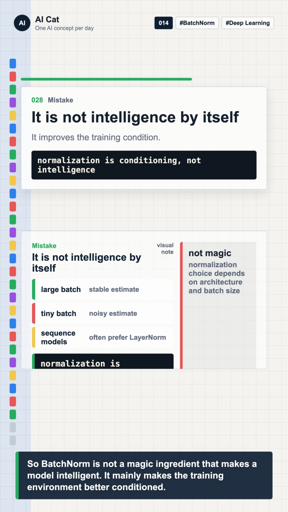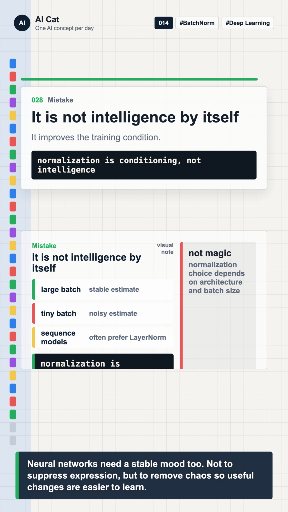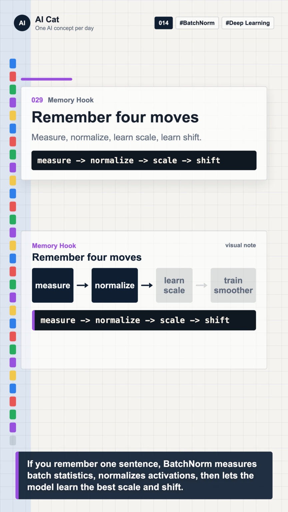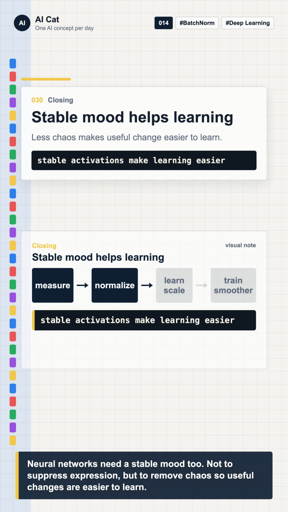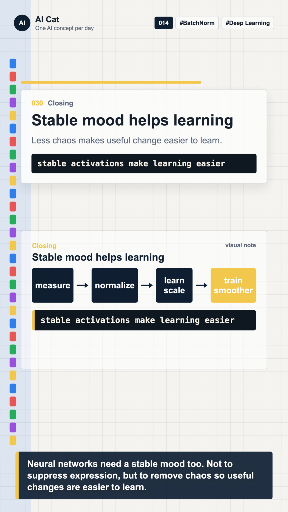It mainly makes the training environment better conditioned. If you remember one sentence, batch norm measures batch statistics, normalizes activations, then lets the model learn the best scale and shift. Neural networks need a stable mood too, not to suppress expression, but to remove chaos so useful changes are easier to learn.